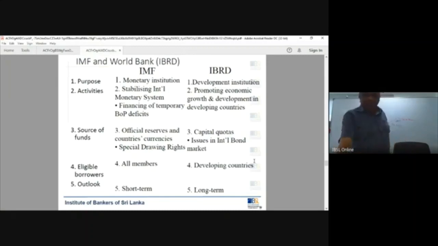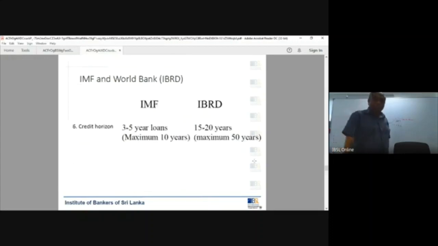Right? Then IBRD loans, World Bank loans, are long term. The credit horizon: IMF loans are 3 to 5 year loans, maximum 10 years. IBRD loans are 15 to 20 years, the long term, and maximum 50 years. Right? Okay.